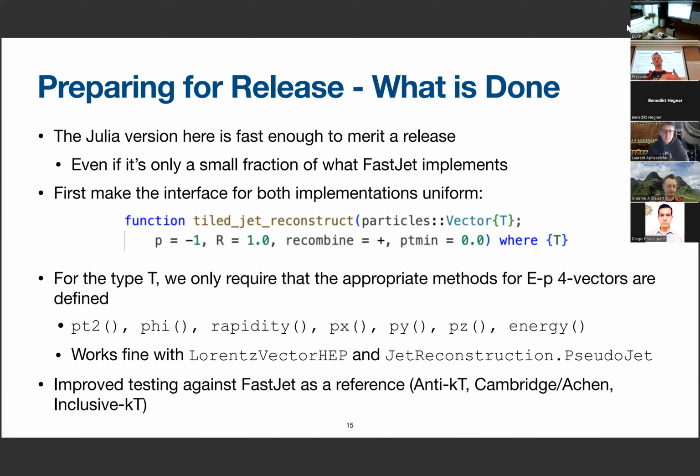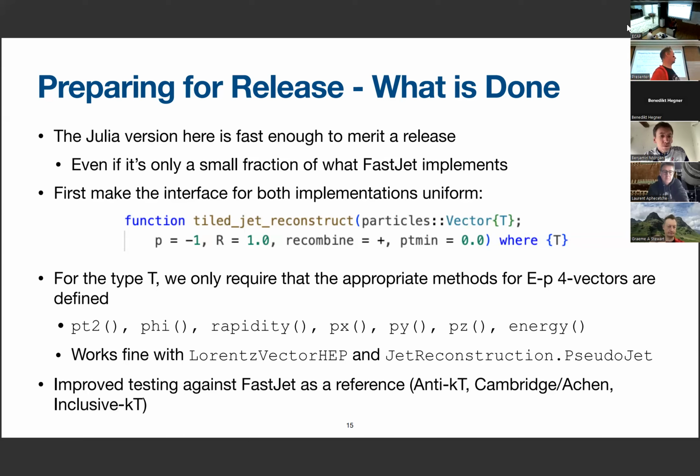So because the implementations had been done independently, we tried to make them more uniform as well. So we now have this as kind of the interface that you have. You have this tiled JetReconstruct. You provide a vector of particles of some type T. The P parameter determines the algorithm. The R parameter is the cone parameter. You can also say how to combine these particles as well. So you can pass in a function, or for your type T, the default is always just to add the 4 vectors. But if you want to do something fancier, you can do something fancier. And you're allowed to put in a cut as well on PT, and then I only bother to send you back the jets that you're interested in.